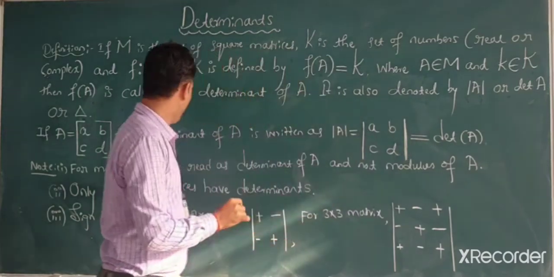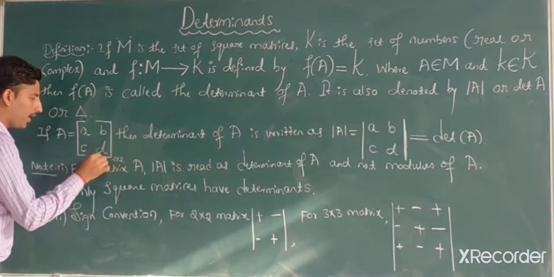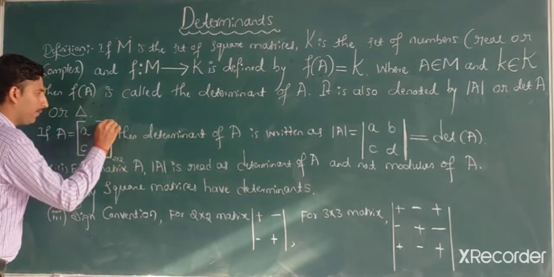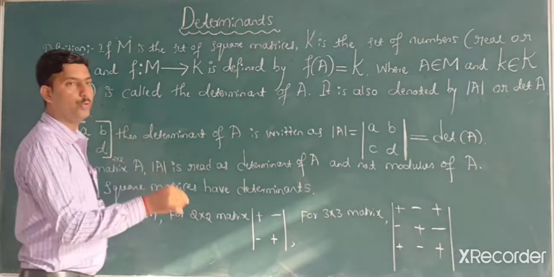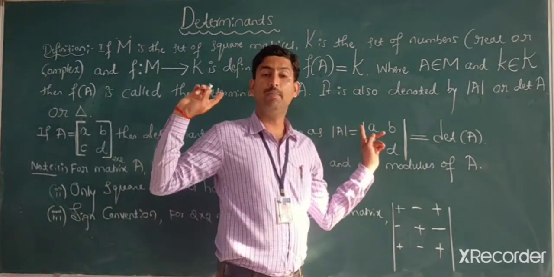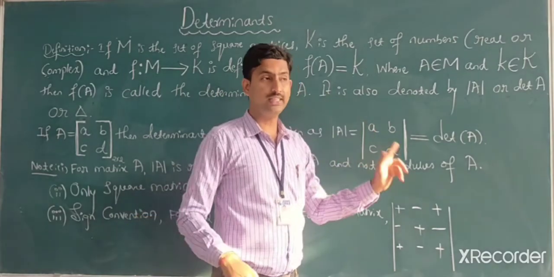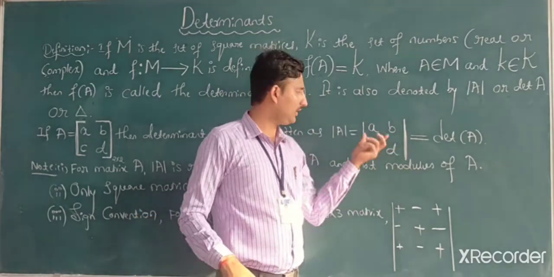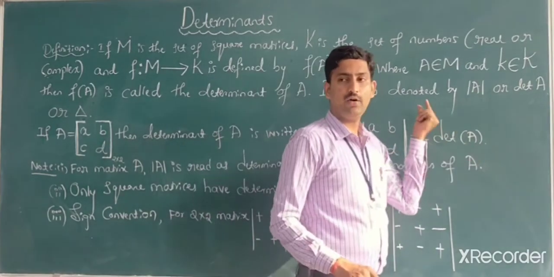Before that we have square brackets. Now we have two lines. Before, it was a 2 cross 2 square matrix. Now the determinant becomes these two lines with a, b, c, d as it is, which is nothing but the determinant of A.